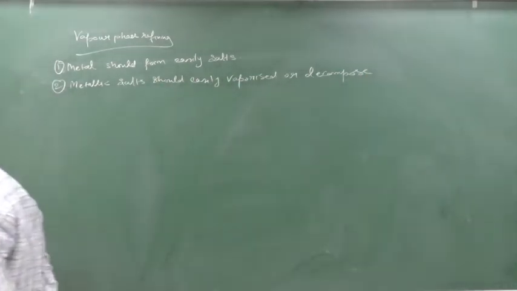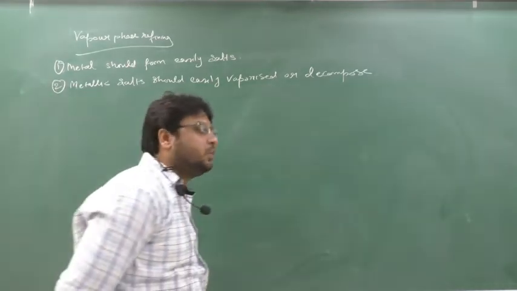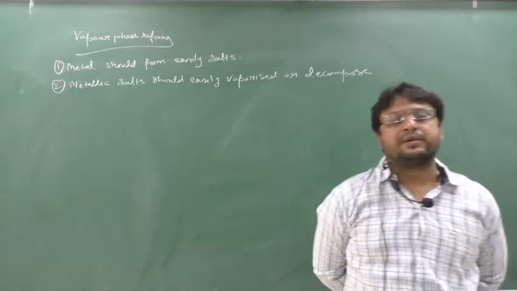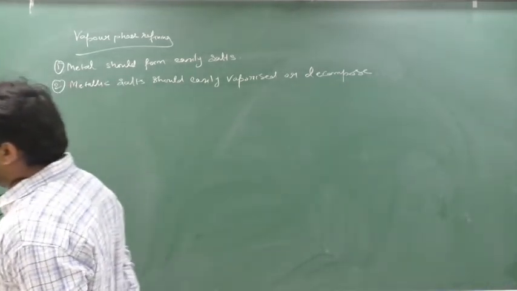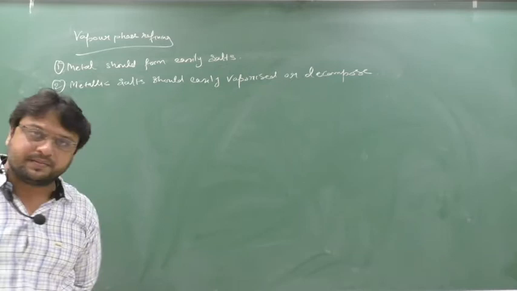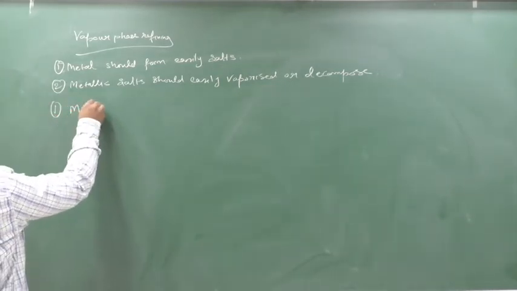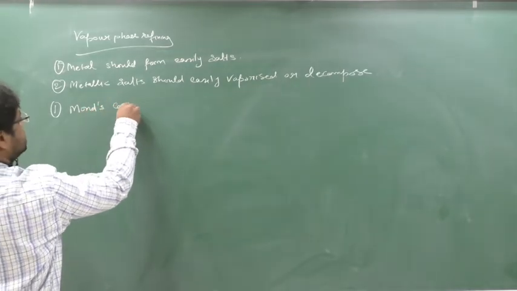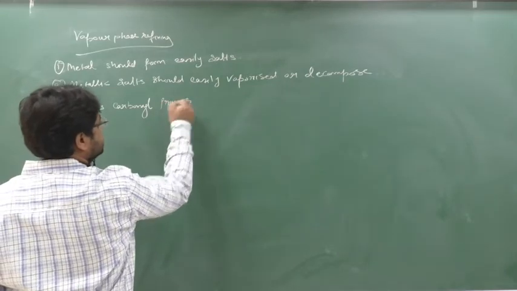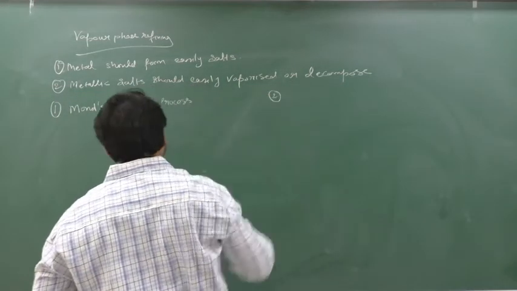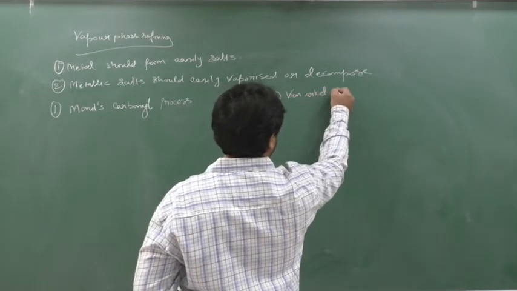So first, whatever metal you are taking should form salt easily. How? I will show you just now. And second, whatever salt we have generated from that metal should be easily vaporized or easily decomposed. One and the same. Here we are going to study two methods. First is the Mond carbonyl process, and second is the Van Arkel method.